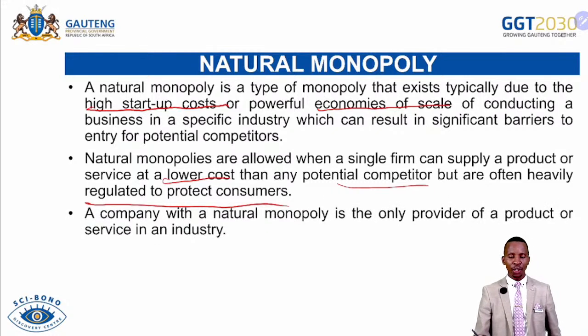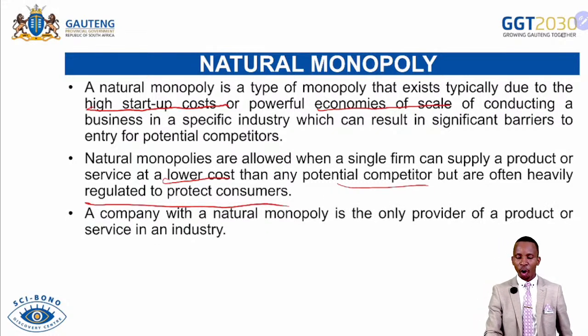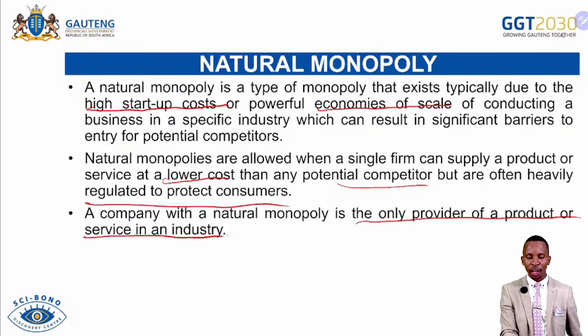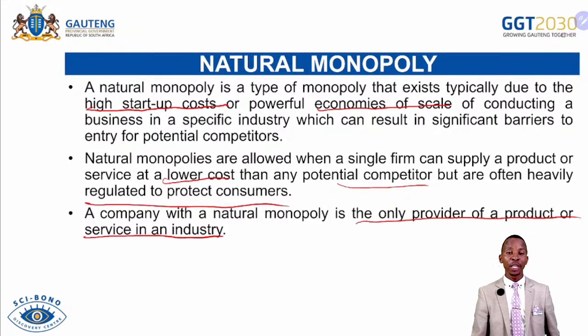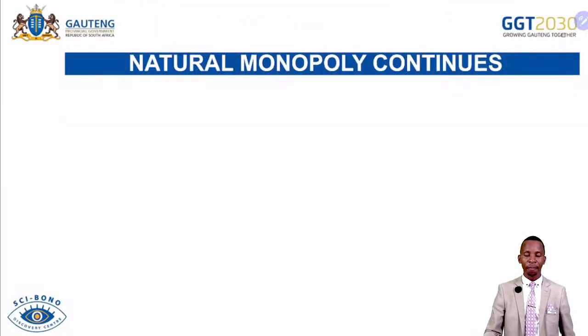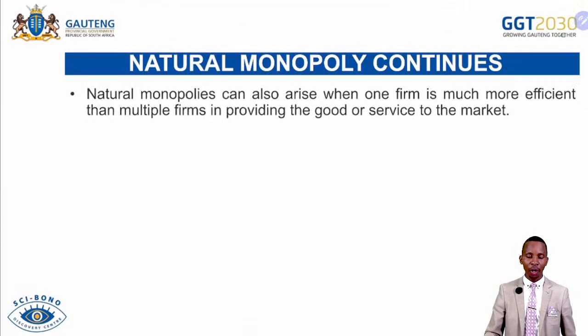A company with a natural monopoly is the only provider of a product or service in the industry. It does not have any competitor. It is the only provider or supplier of a unique or particular product within the economy. We continue with the natural monopoly.